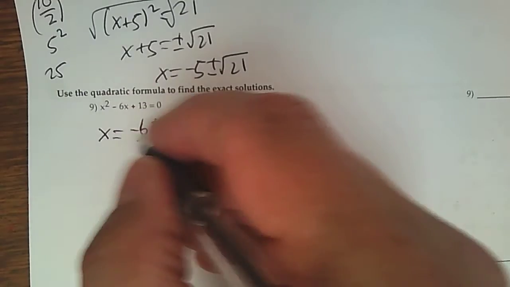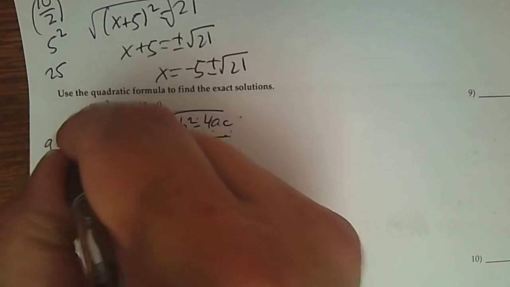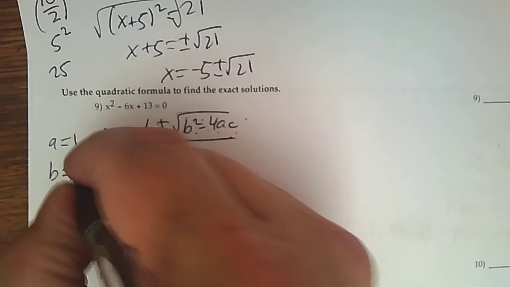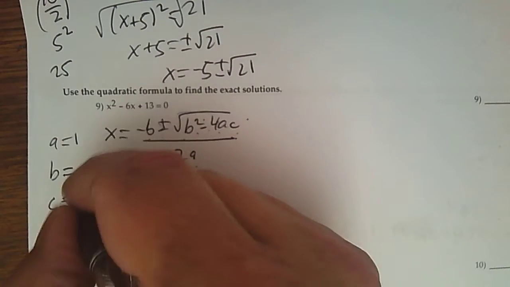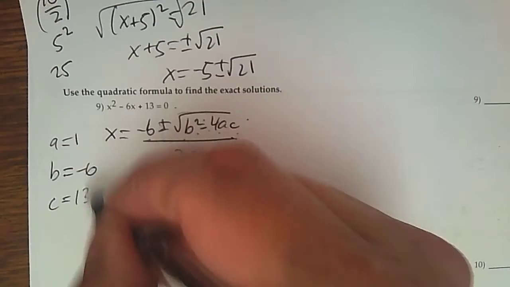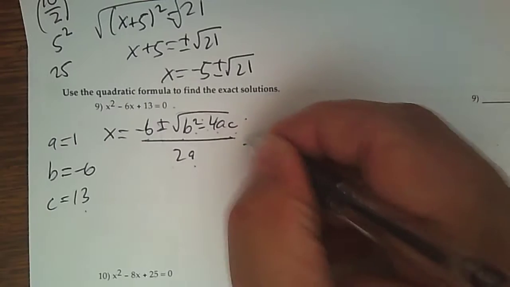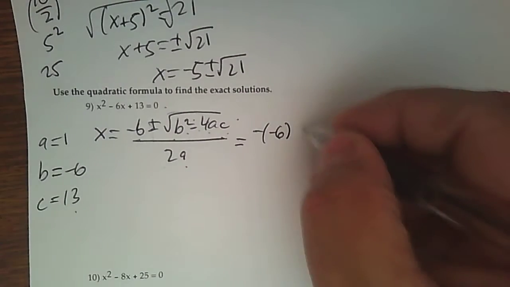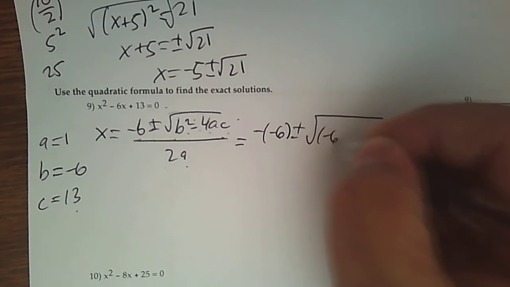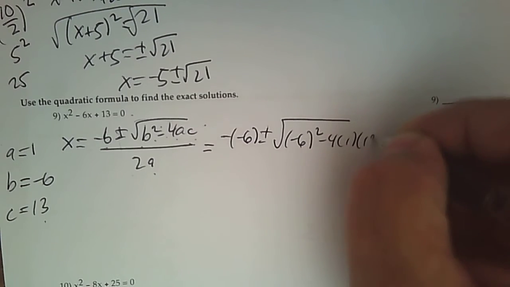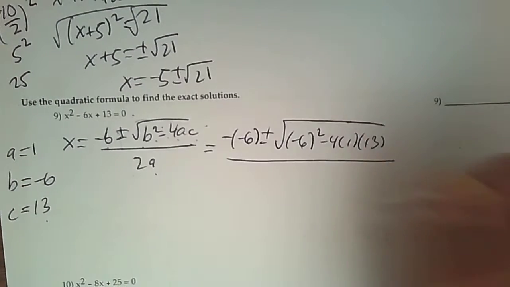So a is the quadratic term, that's 1, or quadratic coefficient. B is the linear coefficient, and C is the constant. Make sure it's equal to 0 when you put those numbers down, and then off you go. So B is negative 6. Make sure you use parentheses. A is 1. C is 13.